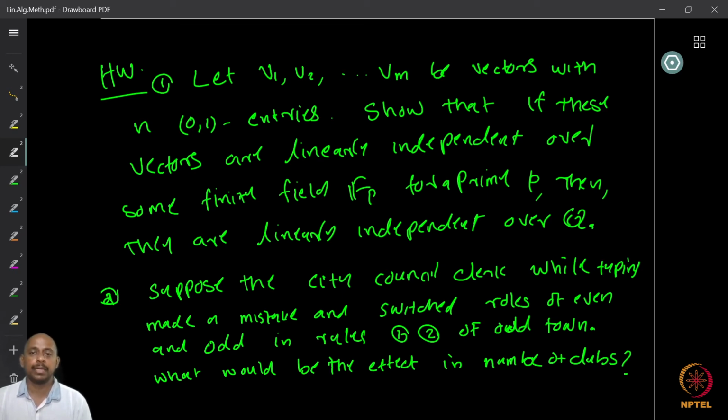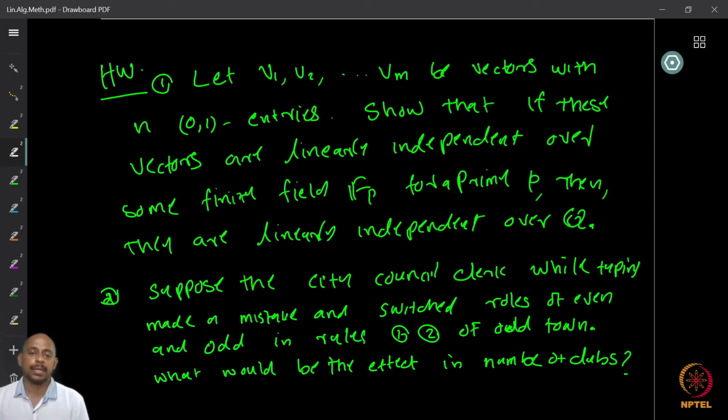Take vectors V1 to Vm with n entries, with 0 and 1 entries. Now show that if these vectors are linearly independent over some finite field Fp for some prime number p, then they are linearly independent over the field Q. This is a nice exercise. It is basically a linear algebra exercise, not on combinatorics, but it will be very nice to look at this.